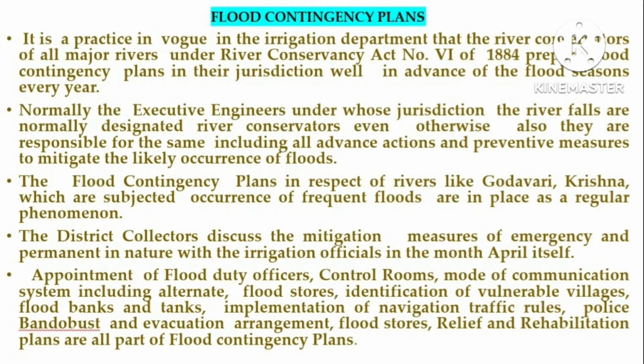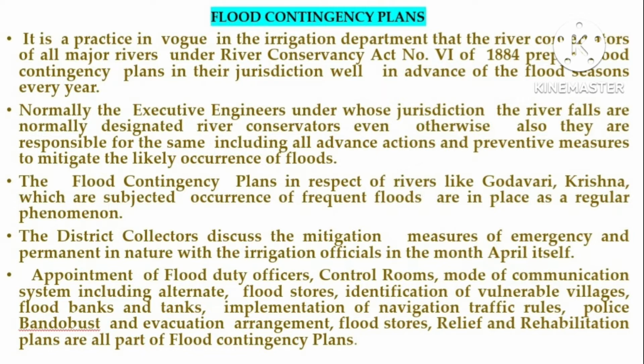River conservator flood contingency plans. It is a practice in the irrigation department that river conservators of all major rivers under the River Conservation Act 1884 prepare the contingency plans in their jurisdiction well in advance of the flood seasons every year. Normally, the executive engineers under whose jurisdiction the river falls are designated river conservators. Even otherwise, they are responsible for the same, including all advance actions and preventive measures to mitigate the likely occurrence of floods. The flood contingency plans in respect of rivers like Godavari and Krishna, which are subject to frequent floods, are in place as a regular phenomenon.